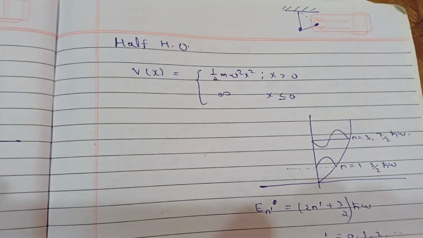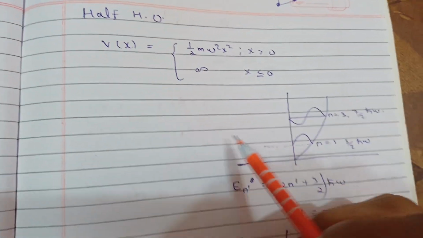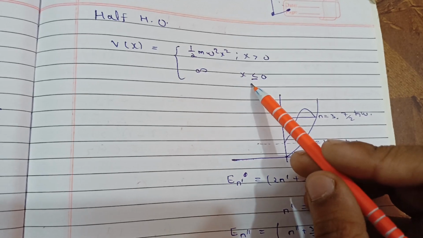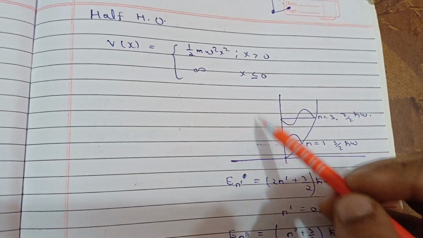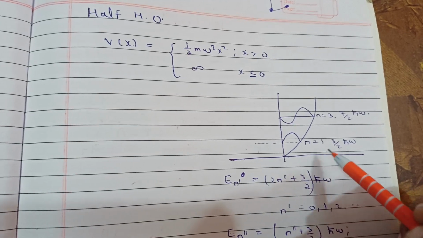So there is one more topic before we discuss the questions. That is the half harmonic oscillator. So what is the meaning of half harmonic oscillator? It means that for x less than 0, the potential is infinite. So if the potential is infinite, then there will be zero eigenfunction here. There will be no eigenstates there, but eigenstates will exist only for x greater than or equal to 0.